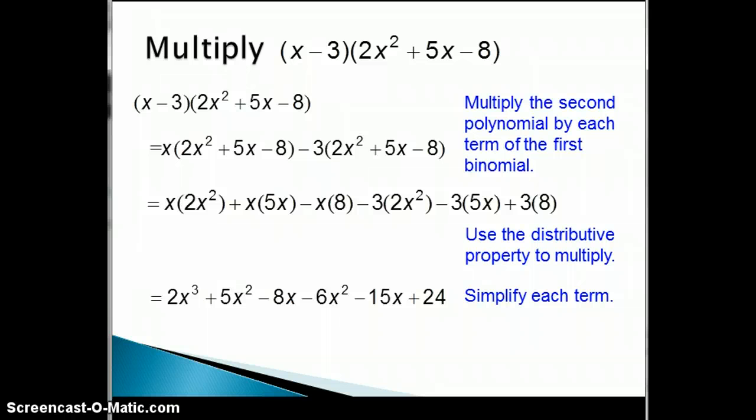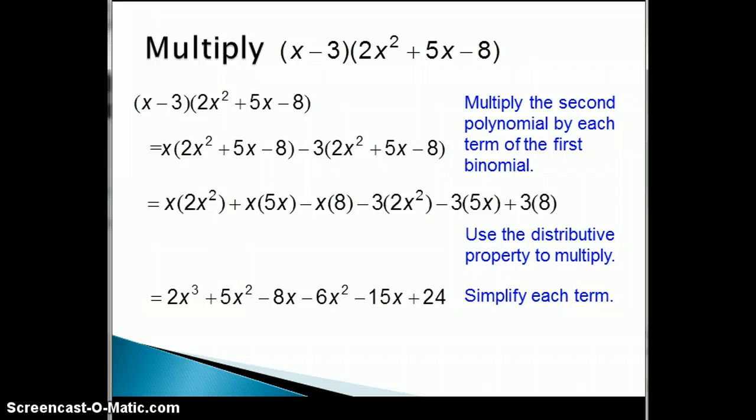So now we need to simplify each of these terms. So we have x times 2x squared, so there's only one coefficient there, so we'll have a 2. And then x times x squared would be x to the third, since 1 plus 2 is 3. That's adding those exponents again. Then we have plus x times 5x would be 5x squared, because remember the exponents are 1 and 1, and when we add those together we get 2 for the exponent.